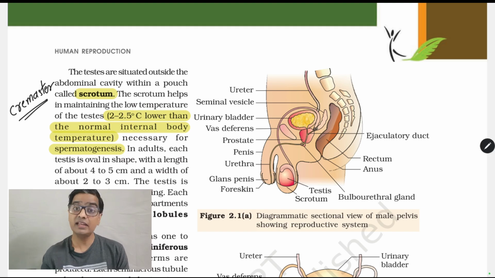Okay, so this cremaster muscle is present in the scrotum. Now the question arises: if the testes were inside the abdomen, were they completely inside the abdomen like your intestine and liver, or outside the abdomen, outside the peritoneum? A better way would be outside the peritoneum, like the kidneys. Well, the testes is extraperitoneal.